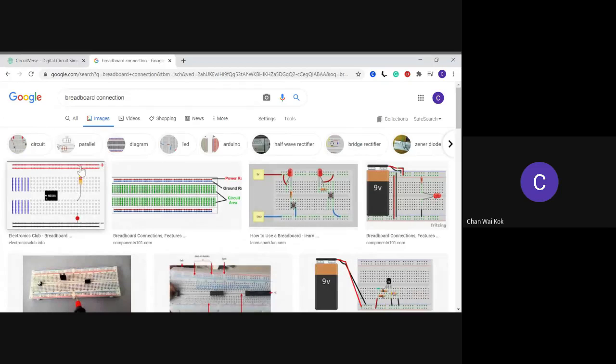Let's say you want to connect. You connect the positive to a resistor, then you connect to the LED, and this is the ground. Negative, positive. You can see that. This is how it looks for the LED connection.